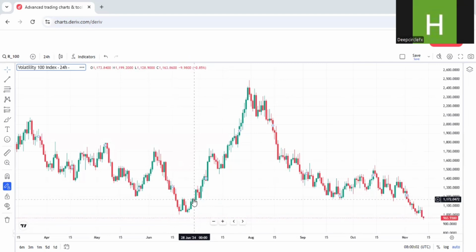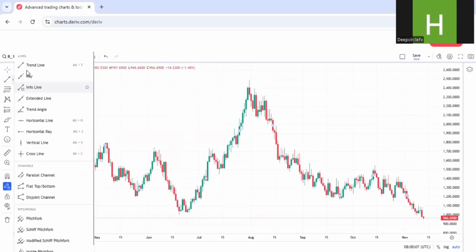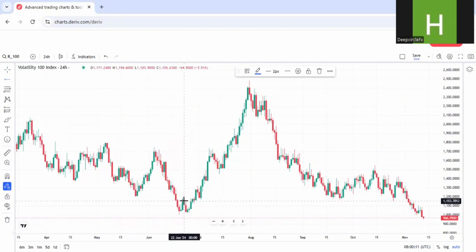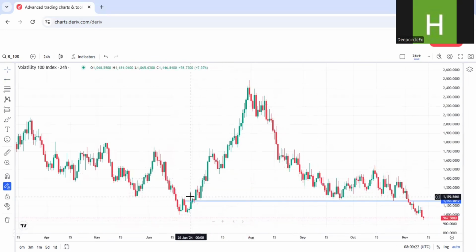For instance, here, I've drawn my straight line here. Let me put a horizontal line so that you can see what I'm trying to say. Okay, this is my horizontal line. Can you all see that? This is my horizontal line, because this is where it turned before. It went upwards, then pulled back and turned and went upwards.